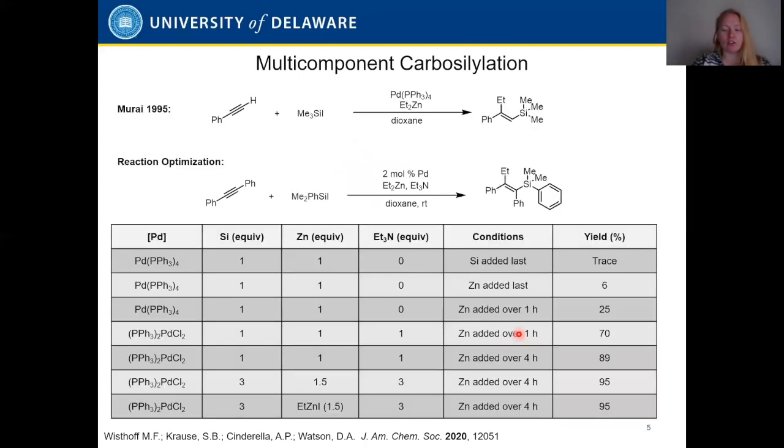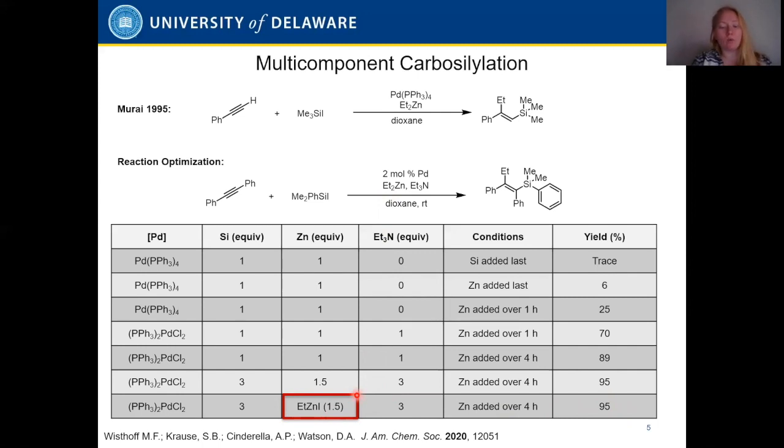And so gratifyingly, returning to the optimization table, if they increased the slow addition to 4 hours, they saw a jump to almost 90% yield, which was awesome. And then simply by changing the equivalence of each of the reagents, they were able to jump to a 95% yield. And then finally, something interesting to note is that when previously they were using diethyl zinc as the nucleophile, they were able to switch to ethyl zinc iodide and maintain the 95% yield.